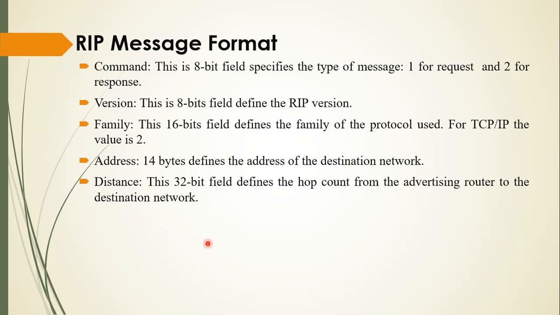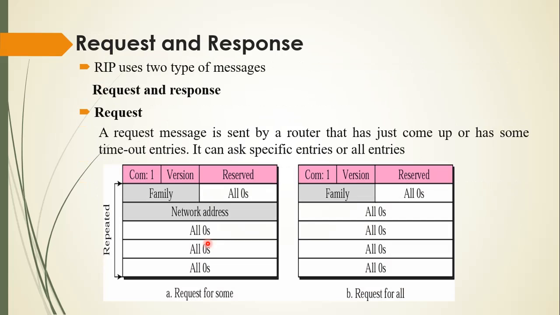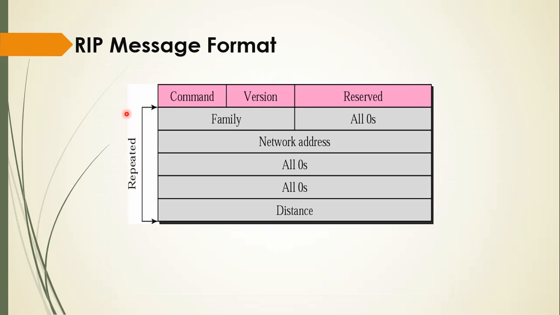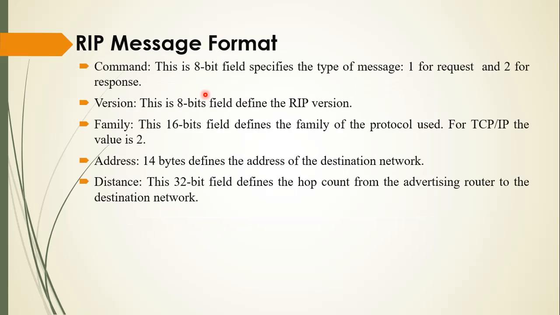Suppose we have to travel a packet from A to F. So from A to F, how many nodes are in between, that is the distance between source and destination. Okay, so RIP uses two types of messages, that I have explained here. Commands, two messages are there.